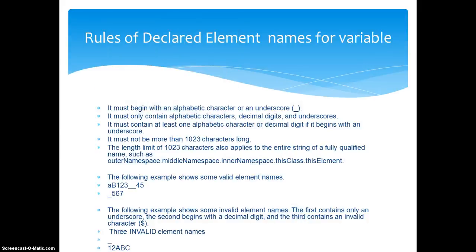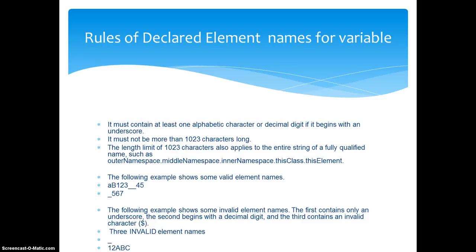Now the rules for declared element names for variables, the naming convention rule. It must begin with an alphabetic character or an underscore. It must contain only alphabetic characters, decimal digits and underscores. It must contain at least one alphabetic character or decimal digit if it begins with an underscore. And it must not be more than 1023 characters long.